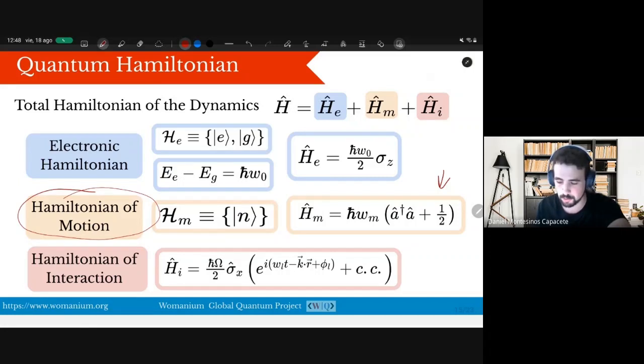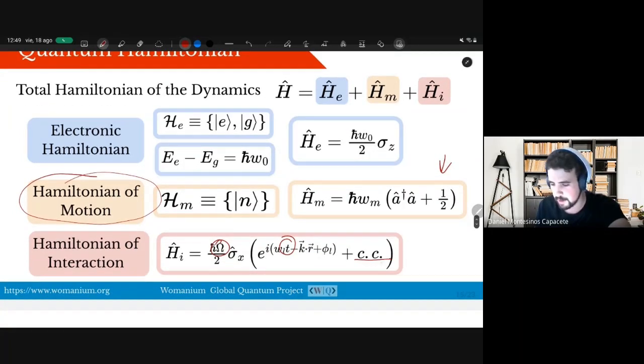And in the end, we have the Hamiltonian of interaction, and this is going to be the most important Hamiltonian, because in here we have our Rabi frequency, and also the parameters of the laser: the frequency of the laser, the phase of the laser, and the time of the pulse of the laser that we talked about at the beginning, right?